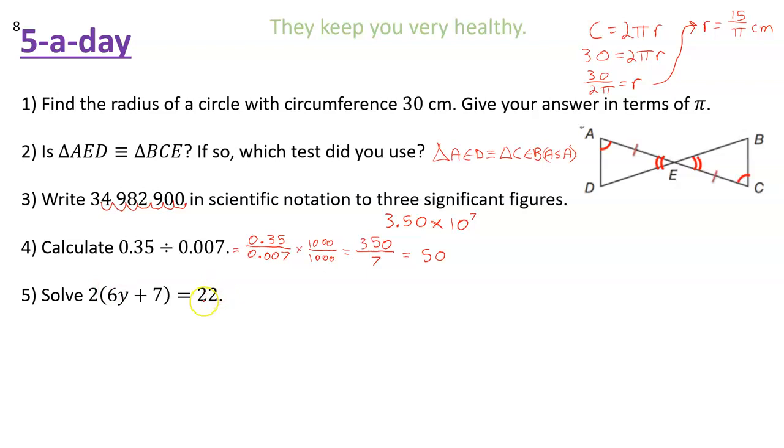Because 2 is a factor of 22, I can start by dividing both sides of my equation by 2. Then I can subtract 7 from both sides. Then I can divide both sides by 6. 4 and 6 share a common factor of 2. So I can divide the numerator and denominator by 2 to get y equals 2 over 3 as my solution.